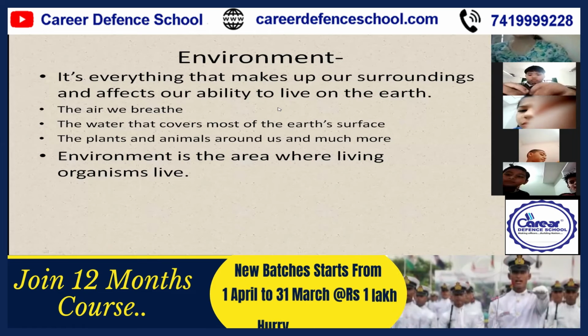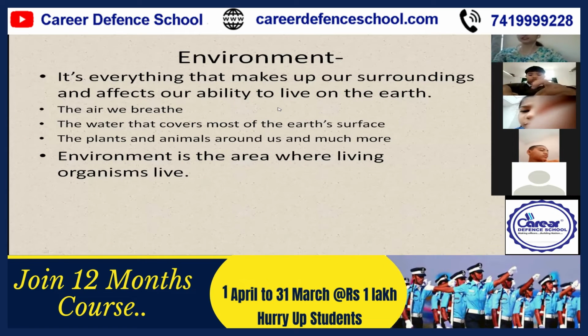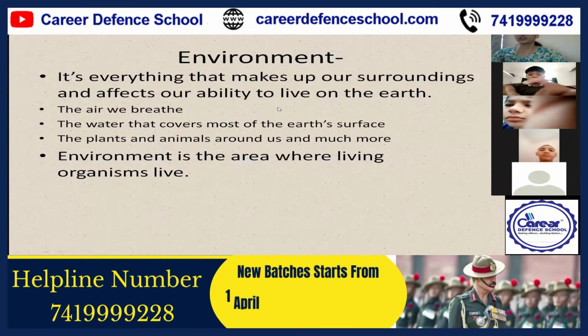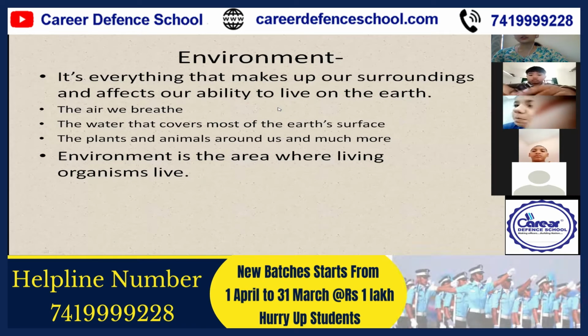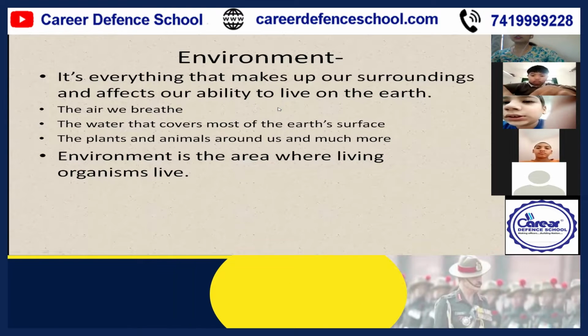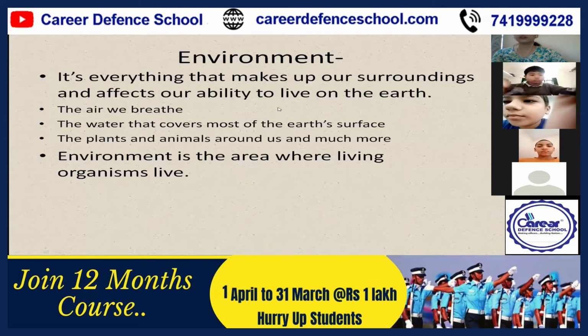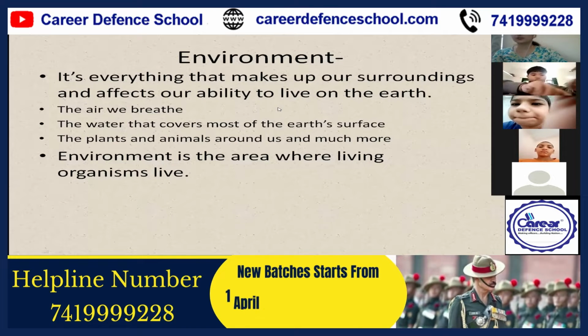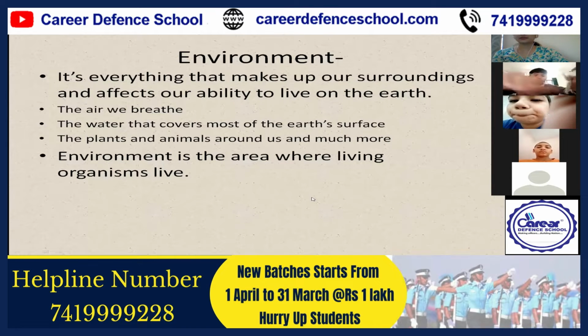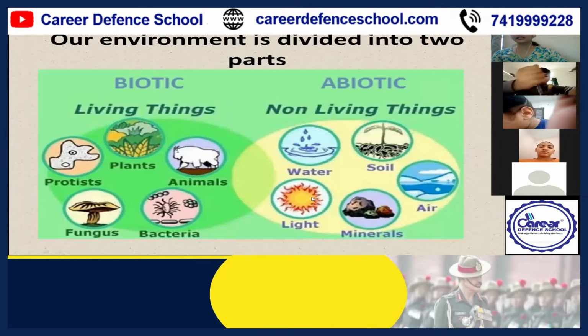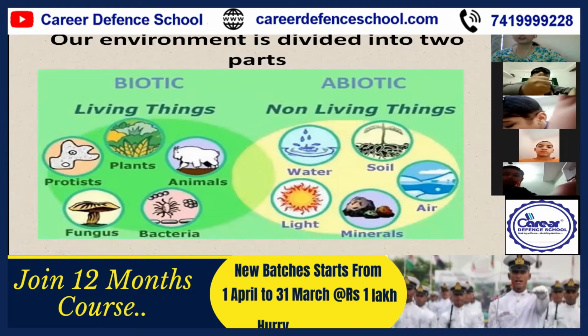So what is environment? Environment is the things which are around us, like air, water, sunlight, plants, animals. All living beings or all non-living beings are our environment. Our environment is made up of these two components, biotic and abiotic things. Biotic things are living things, abiotic are non-living things.